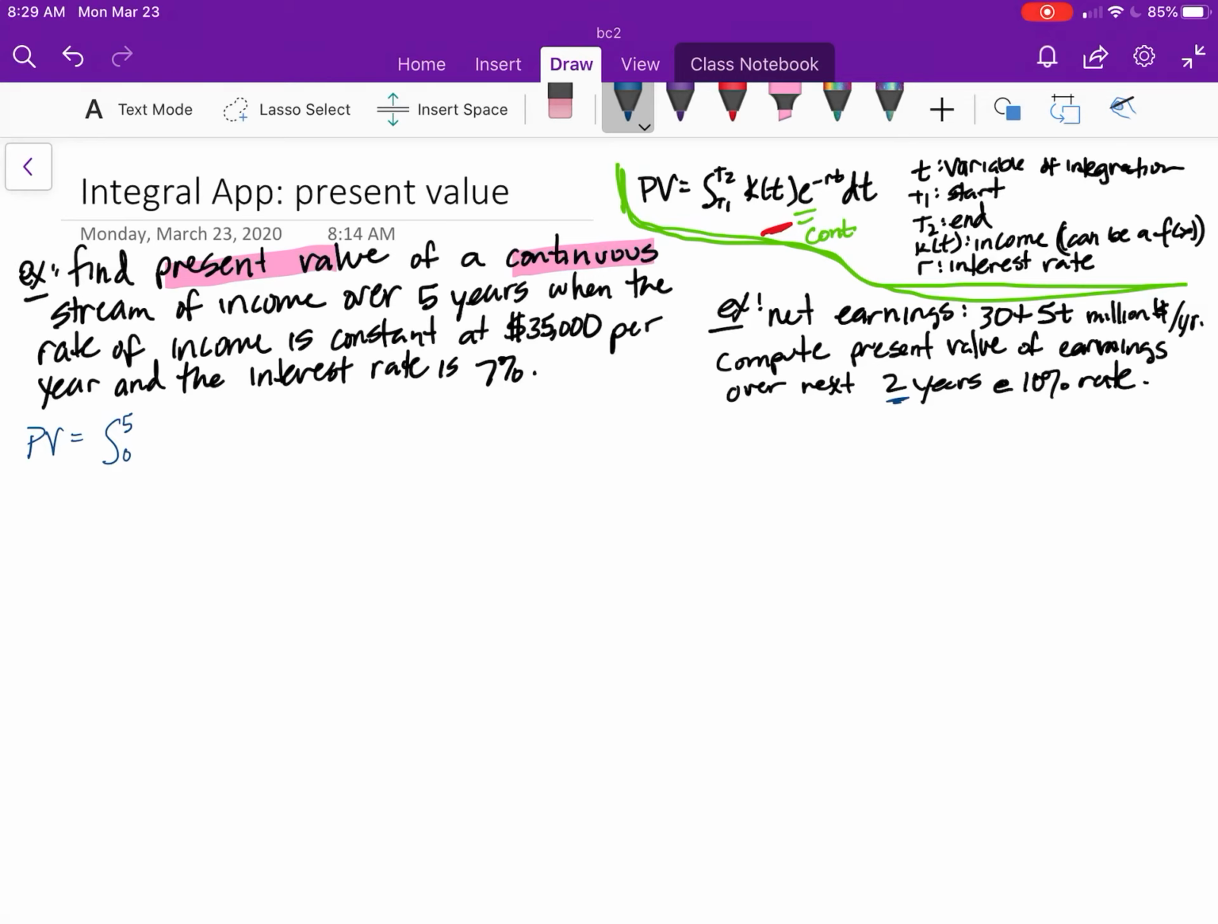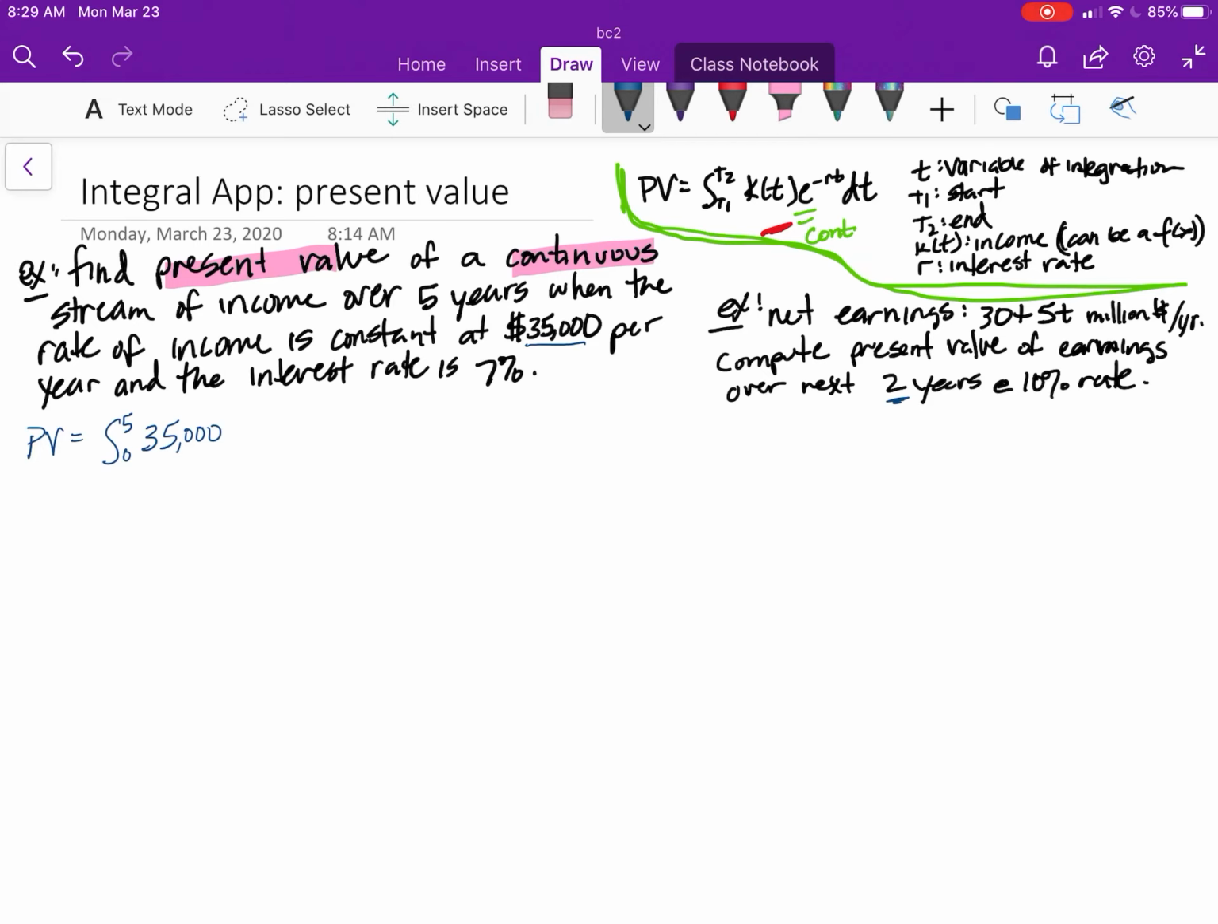The K of t is the income or the earnings or whatever is being made here. It can be a function. In this example, it's $35,000 per year. It's not changing, it's not increasing. Over the next 5 years, that steady rate of income is $35,000. So that's our K of t.